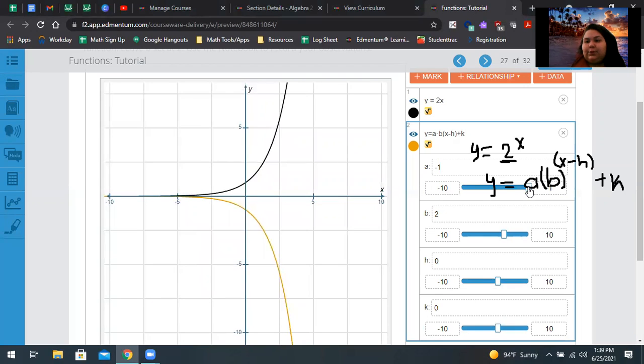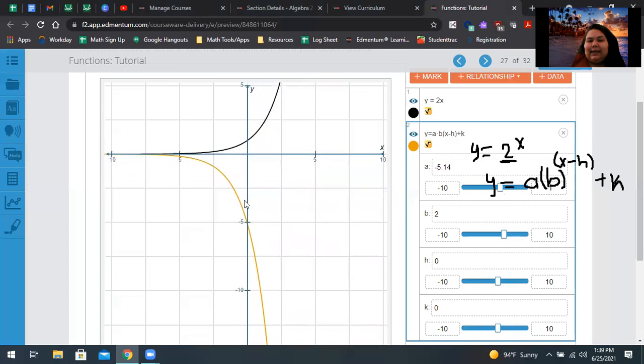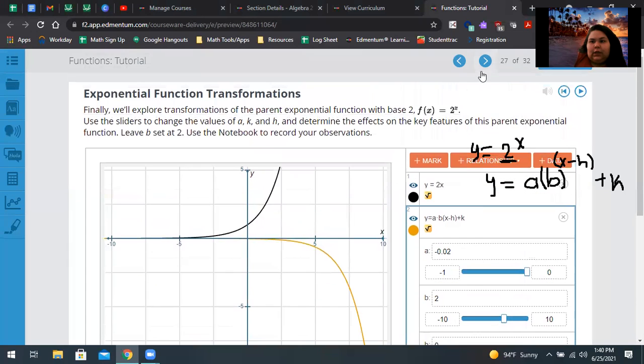Remember, if I keep this between negative 1, the larger it gets, the more narrow, or in a sense, it's getting steeper because it's being stretched. Now, what happens if it changes to 0 and changes to negative 1? And I make this smaller. It's being vertically compressed after it's been reflected.